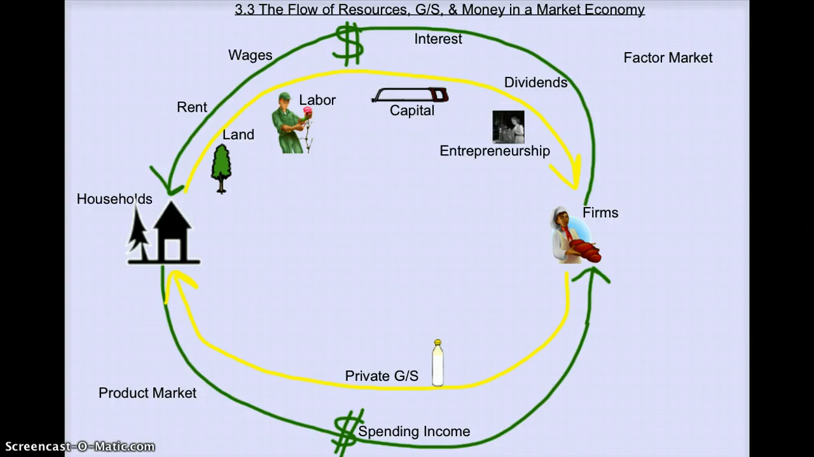Hi, welcome to the screencast on Chapter 3, Section 3, the flow of resources, goods and services, and money in a market economy. Economists use diagrams and models all the time to explain different situations. We're going to call this figure 3.3, and this is the circular flow model. Basically what it represents is the circular flow of resources, goods and services, and money, and how they flow through a market economy.